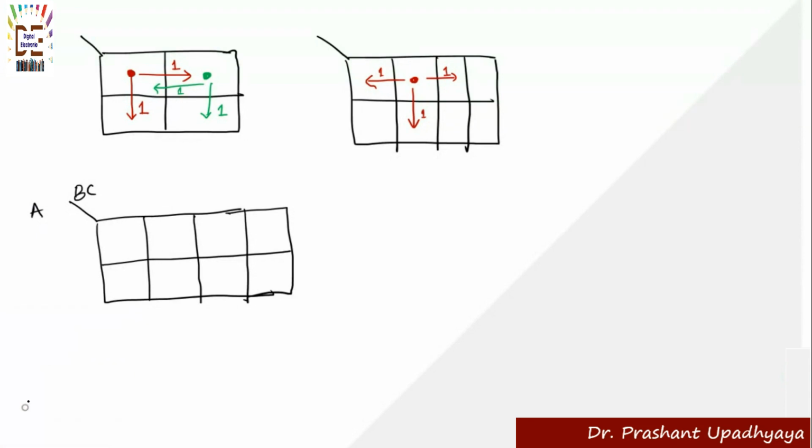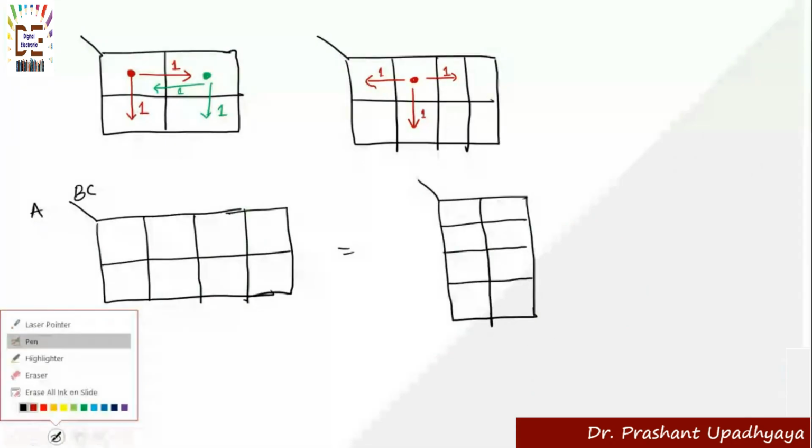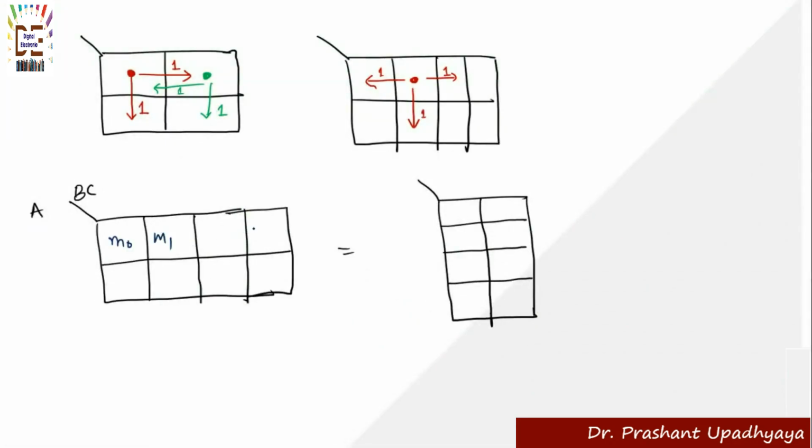Sometimes you can also write this K-map as an equivalent of this. That means if you rotate this one anti-clockwise, you will get this picture. If this is your M0, M1, M2, M3, M4, M5, M6, M7. So this was A and BC.